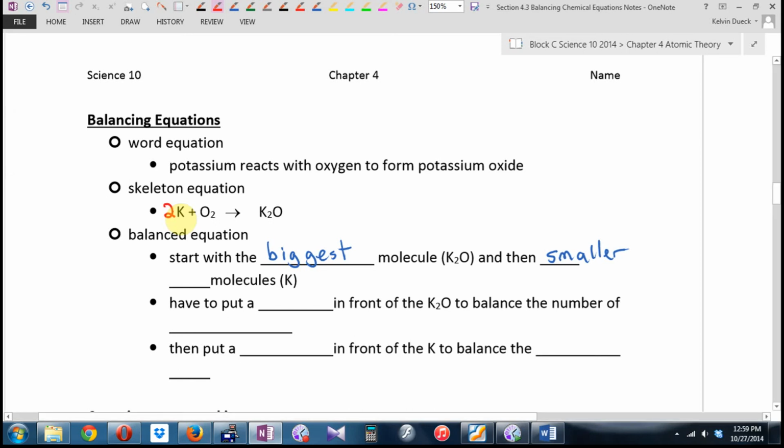I've balanced the potassiums. Now let's see, are the oxygens balanced? How many oxygens do I have on the left-hand side? 2. How many do I have on the right-hand side? 1. Okay, now what I'm going to have to do is put a 2 there. Now that gives me 2 oxygens on the right-hand side. Problem. How many potassiums do I now have on the right-hand side? How many do I right now have on the left-hand side? 2. How many do I need?